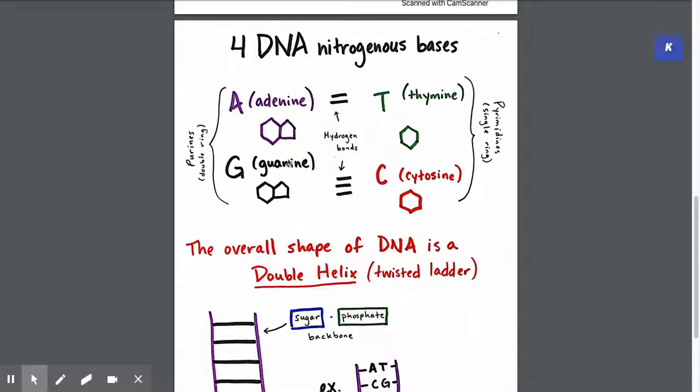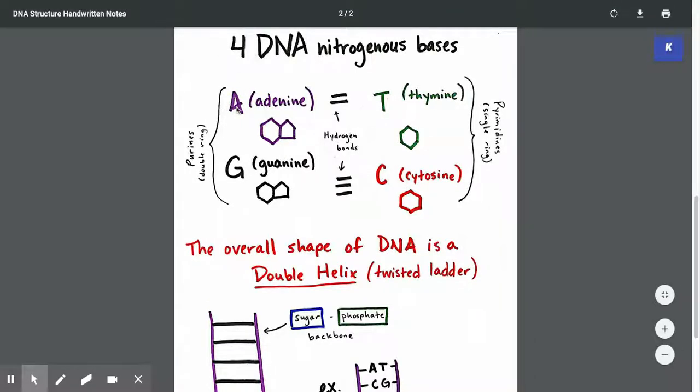Okay, and we can group these bases together. A and G have similar shapes here. We say they have 2 rings. And the name for the bases that have 2 rings are called purines, double ring, you can see here. And the other 2 bases, T and C, have similar shapes again, this time only 1 ring each. And the name for the bases with only a single ring are called pyrimidines.